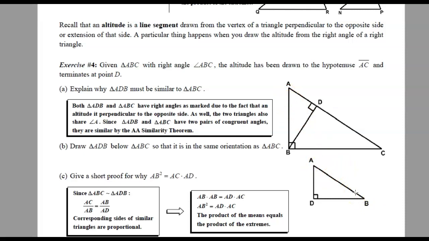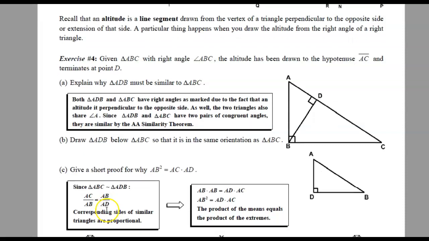So when I go to write my proportion, this first fraction, AC over AB, is a hypotenuse fraction. And the second fraction, AB over AD, is a leg fraction. In both fractions, the larger segment is on top and the smaller segment's on the bottom. But both fractions are matching up corresponding sides. So once I've done that, now I can do a cross product and show that AB squared is equal to AC times AD, because that cross product will be the same.